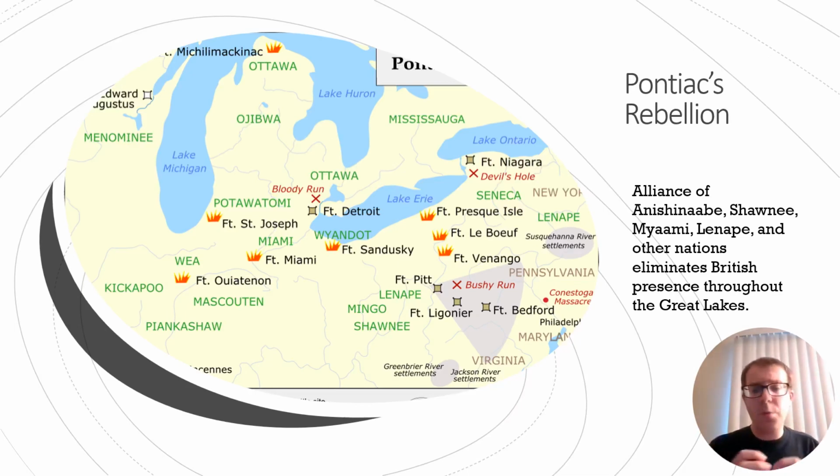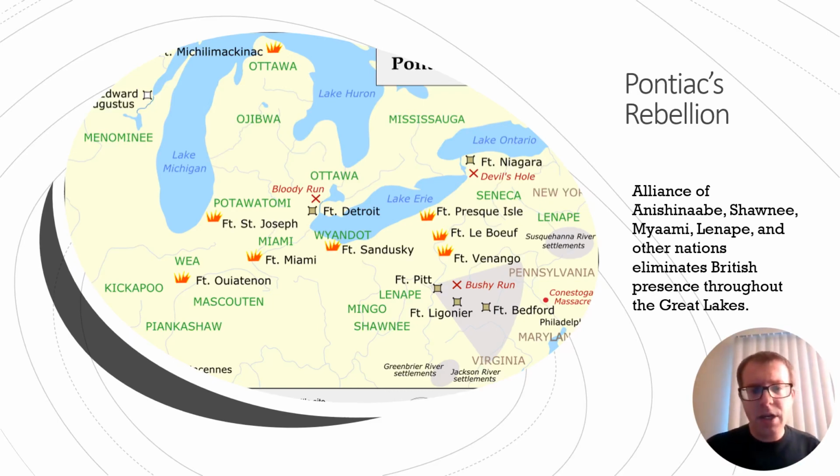And then you have some more practical leaders of these nations who begin organizing new alliances against the British, because these policies by Amherst really offend the Anishinaabe and the Shawnee and the Miami.